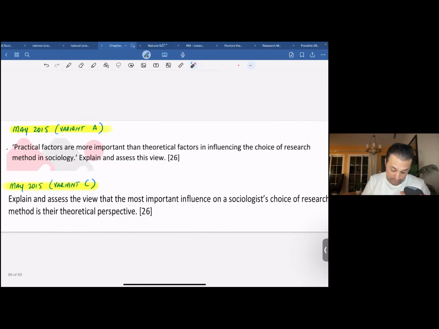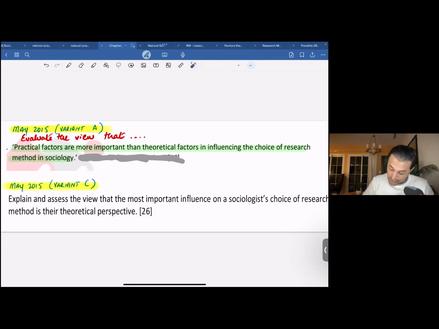If we take this ahead, these were the two 26 mark questions. Pre 2021, we used to have 25 mark questions. We could just rephrase these questions. So if you get this question today, it would be something like this. Evaluate the view that practical factors are more important than theoretical factors in influencing the choice of research method. So, a 26 mark question. Again, another question that you've had on the same topic.